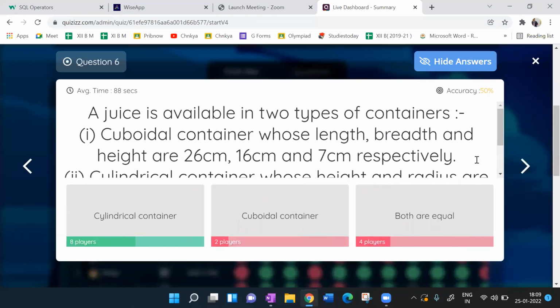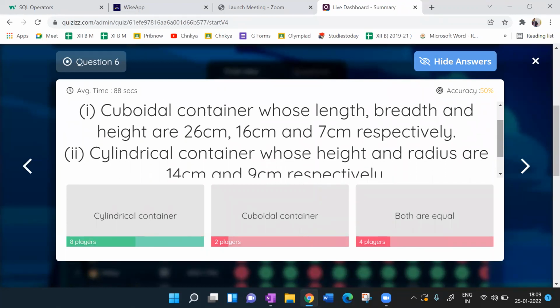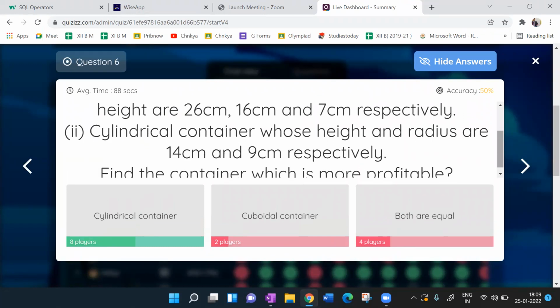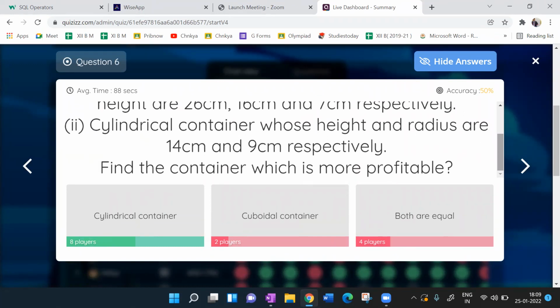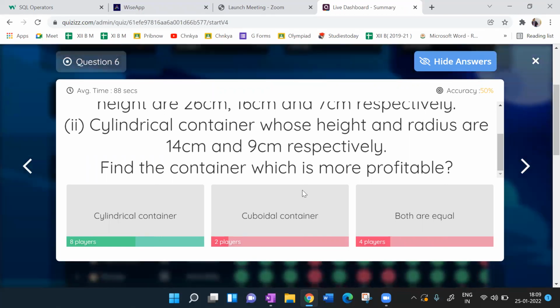Next. Look, the question looks very big, but the answer will be very simple. Juice is available in 2 types of containers: a cuboid container whose length, breadth and height are given. Basically, we have to compare the volume. And a cylinder container whose height and radius are given as 14.9 centimeters respectively. Find the container which is more profitable. Look, which is more profitable. Use a little common sense here.